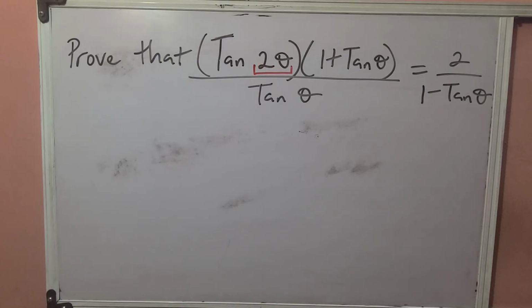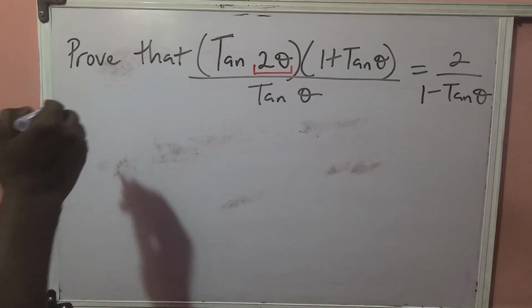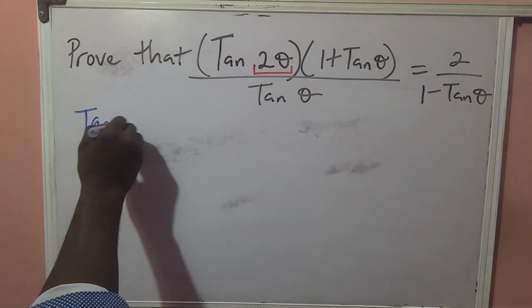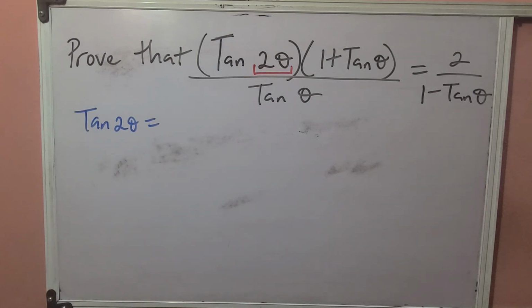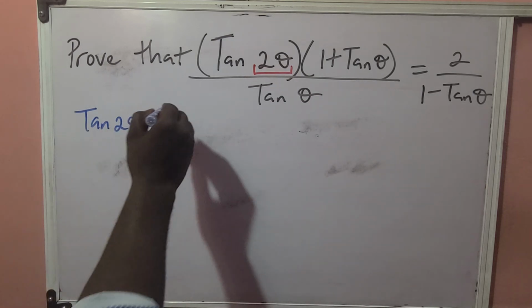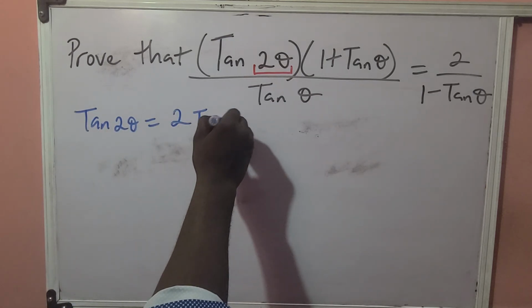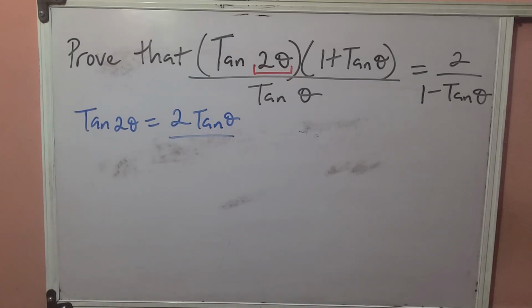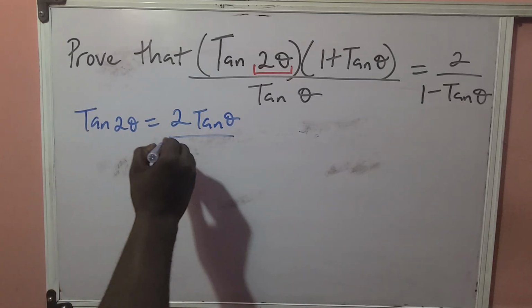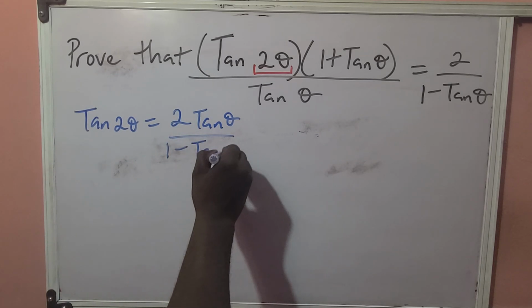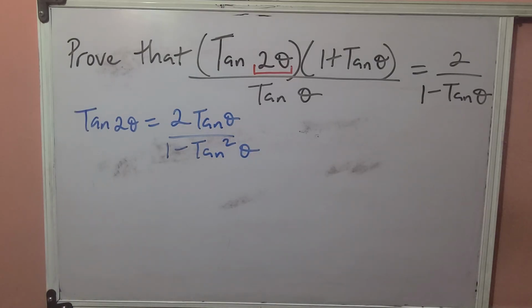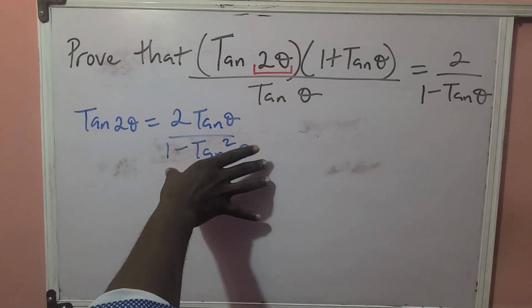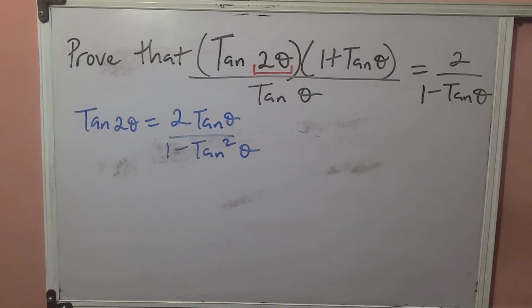And if you can recall from our previous video, tan 2 theta is given as 2 tan theta over 1 minus tan square theta. So obviously, this is very vital in solving this particular problem. So what you have to do is to replace tan 2 theta with this identity, our double angle identity.